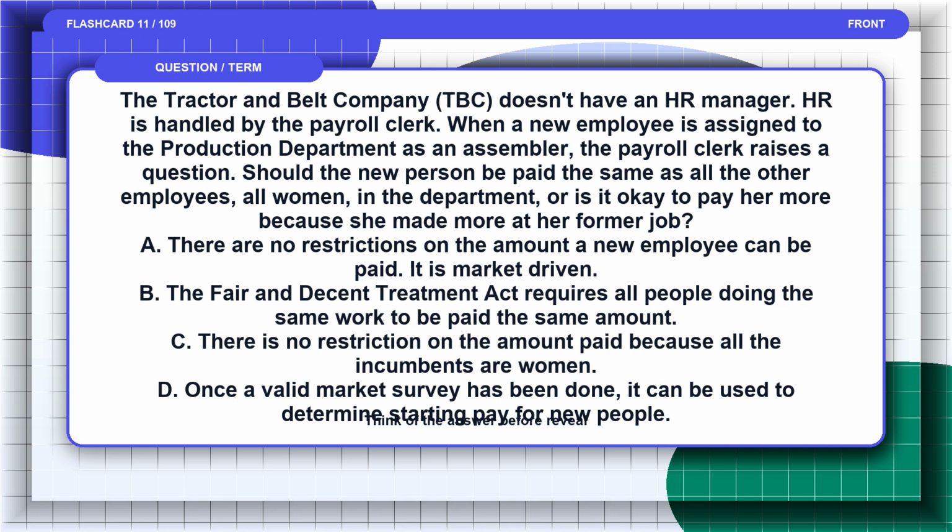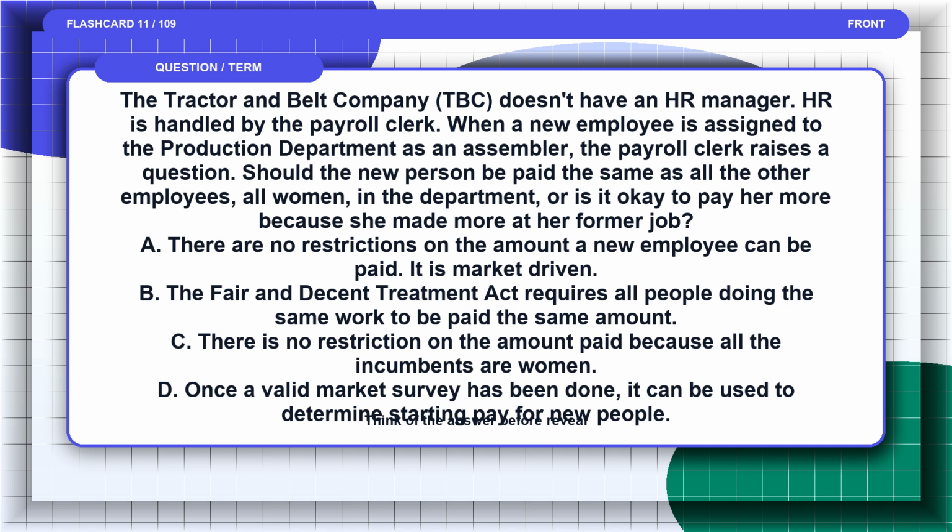There are no restrictions on the amount a new employee can be paid. It is market driven. The Fair and Decent Treatment Act requires all people doing the same work to be paid the same amount. There is no restriction on the amount paid because all the incumbents are women. Once a valid market survey has been done, it can be used to determine starting pay for new people.